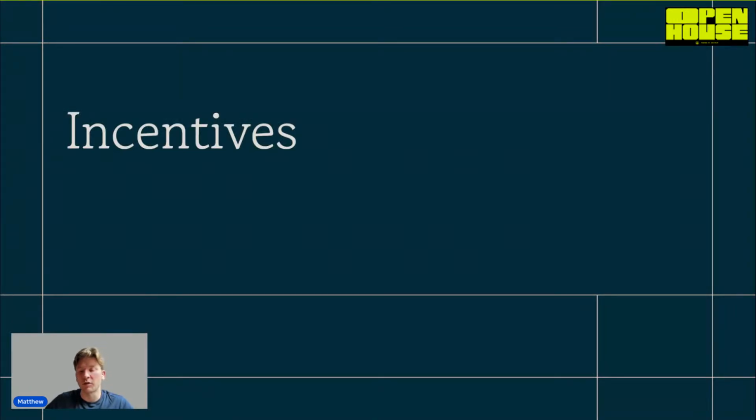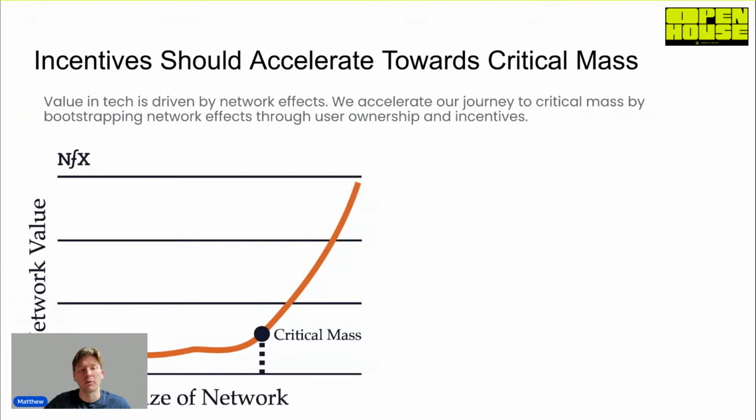Speaking of incentives, one of the most powerful aspects of tokenomics, we want to design them with our product in mind, to really accelerate the adoption and improve the value of our product. And so we want them to accelerate us towards critical mass. So in network effects, the value of the network kind of hockey sticks once it reaches a critical mass.